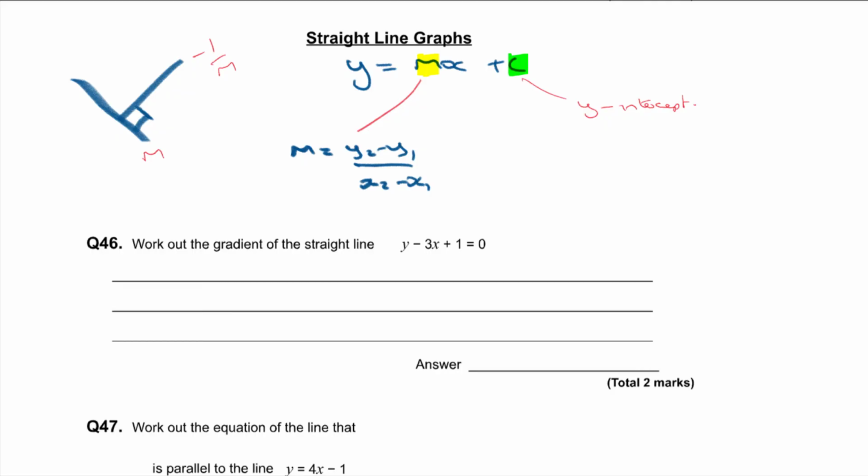So question 46, work out the gradient of the straight line y equals minus 3x plus 1 is equal to 0. Now that does not look like what I just wrote down, y equals mx plus c, but we can make it look more like that by just moving bits of it over the equal sign. So if I take the minus 3x and move it over, and the plus 1 and move it over, I'm going to get y is equal to, it's going to be positive 3x if I move it over the equal sign, minus 1. Okay, now it looks like y equals mx plus c, where m is 3, look, and c is minus 1. So what is the gradient of this straight line? It's going to be 3, isn't it?